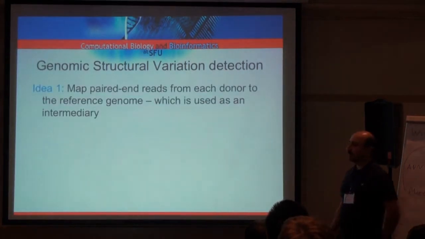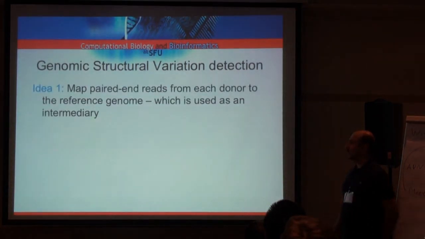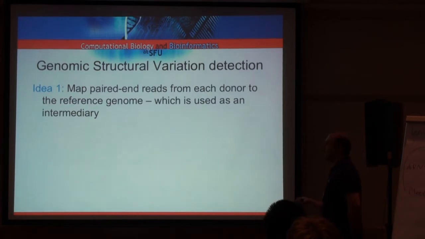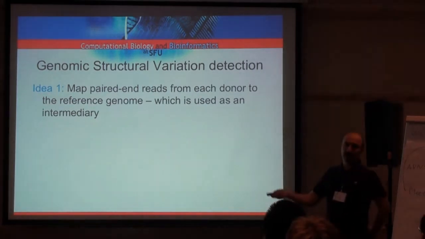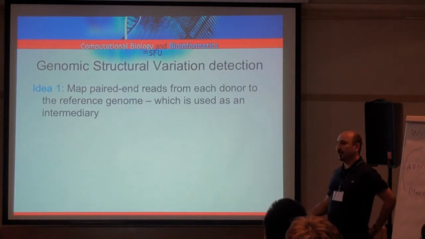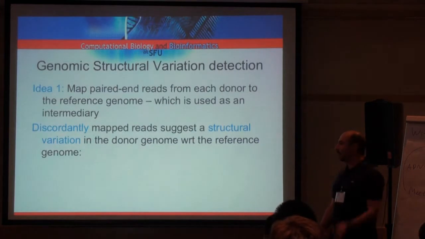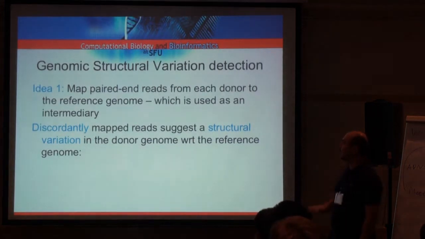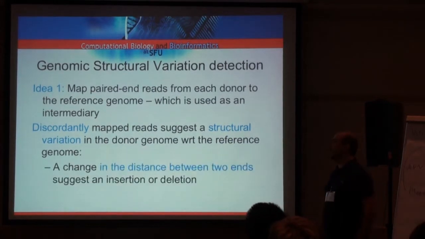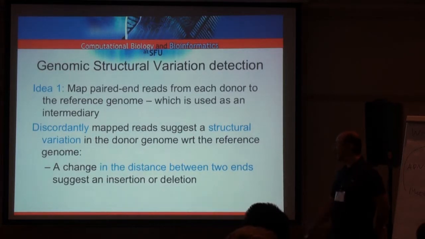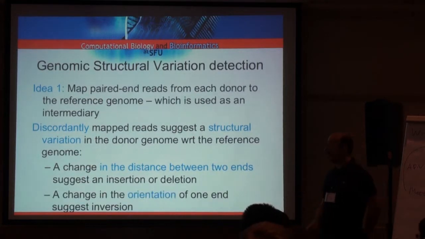So idea one, with respect to genomic structural variation discovery, is to find out the differences between a donor genome sequenced through one of these technologies and the reference genome. Maybe you'll do the same with a second donor genome and then reconcile the differences. To be able to do that, perhaps we should first focus on discordantly mapping reads to the reference genome. And by discordantly mapping reads, I mean those whose mappings change the distance between the two ends, or there's a change in orientation.